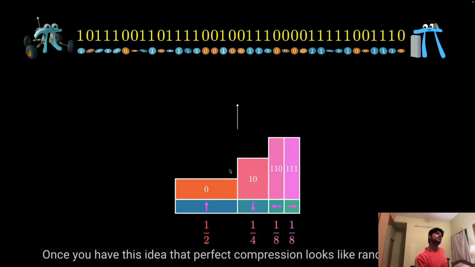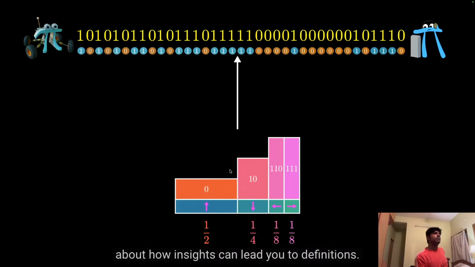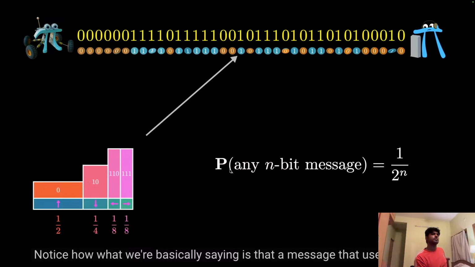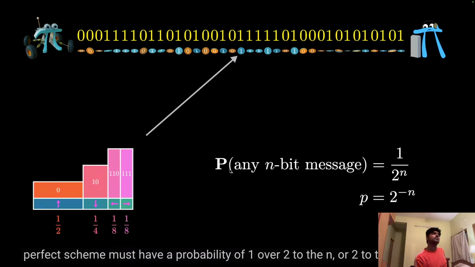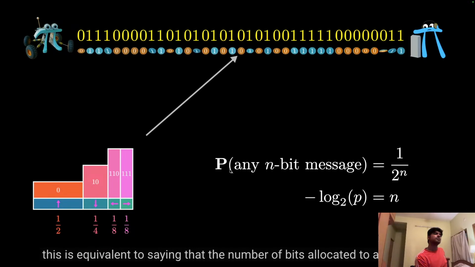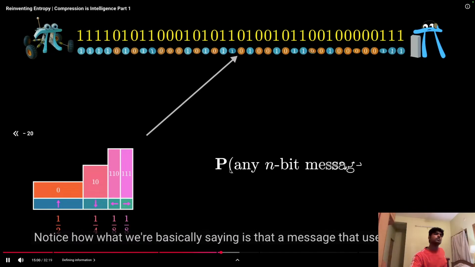Once you have this idea that perfect compression looks like random noise, this is exactly the kind of thing I was referencing in the intro about how insights can lead you to definitions. Notice how what we're basically saying is that a message that uses n bits in a perfect scheme must have a probability of 1 over 2 to the n, or 2 to the negative n. If you take the log base 2 of both sides here and then negate, this is equivalent to saying that the number of bits allocated to a message, assuming perfect compression, is negative log base 2 of p, where p is the probability of occurring.